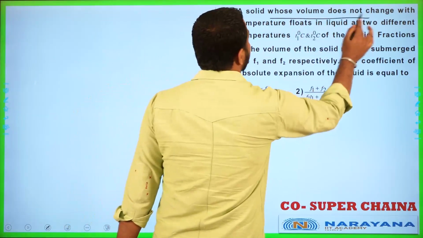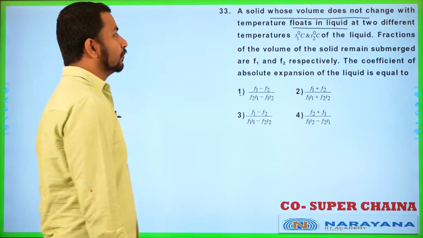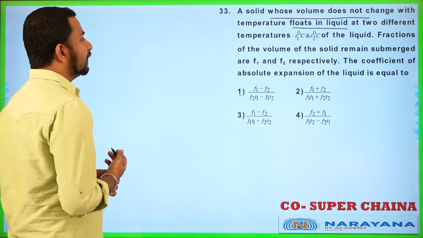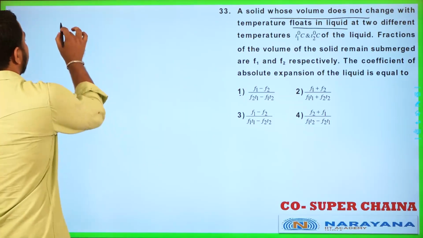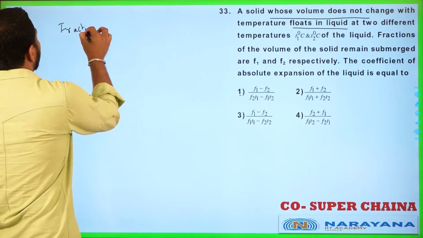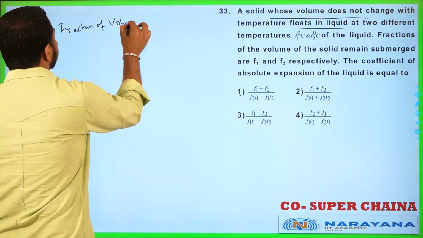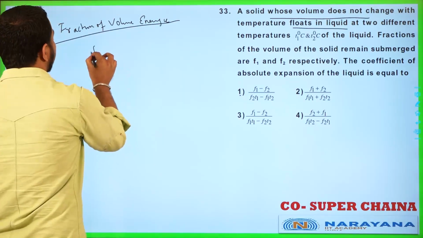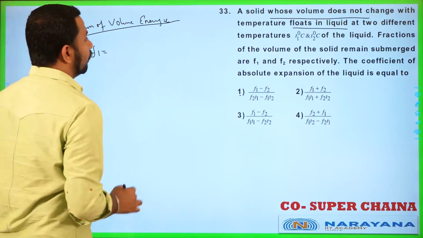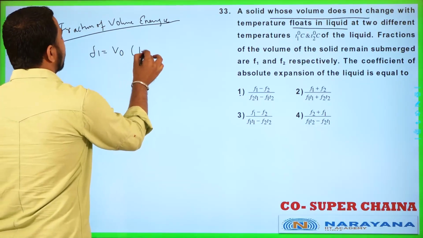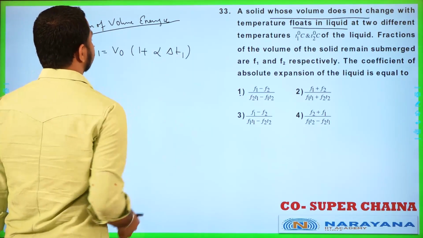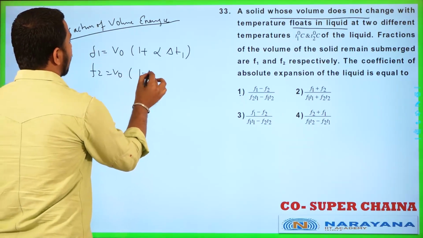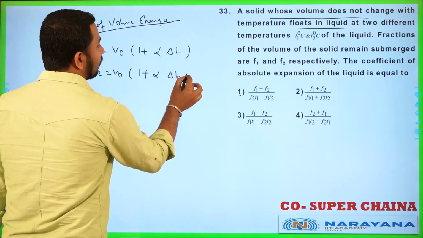Here, a solid whose volume does not change with temperature floats in a liquid at two different temperatures T1 and T2. You have to find the fraction of volume immersed. We have already solved this type of question. So the fraction of volume immersed F1 will be nothing but V naught by V1 plus alpha delta T1. Similarly, the fraction of volume immersed F2 will be V naught by 1 plus alpha delta T2.